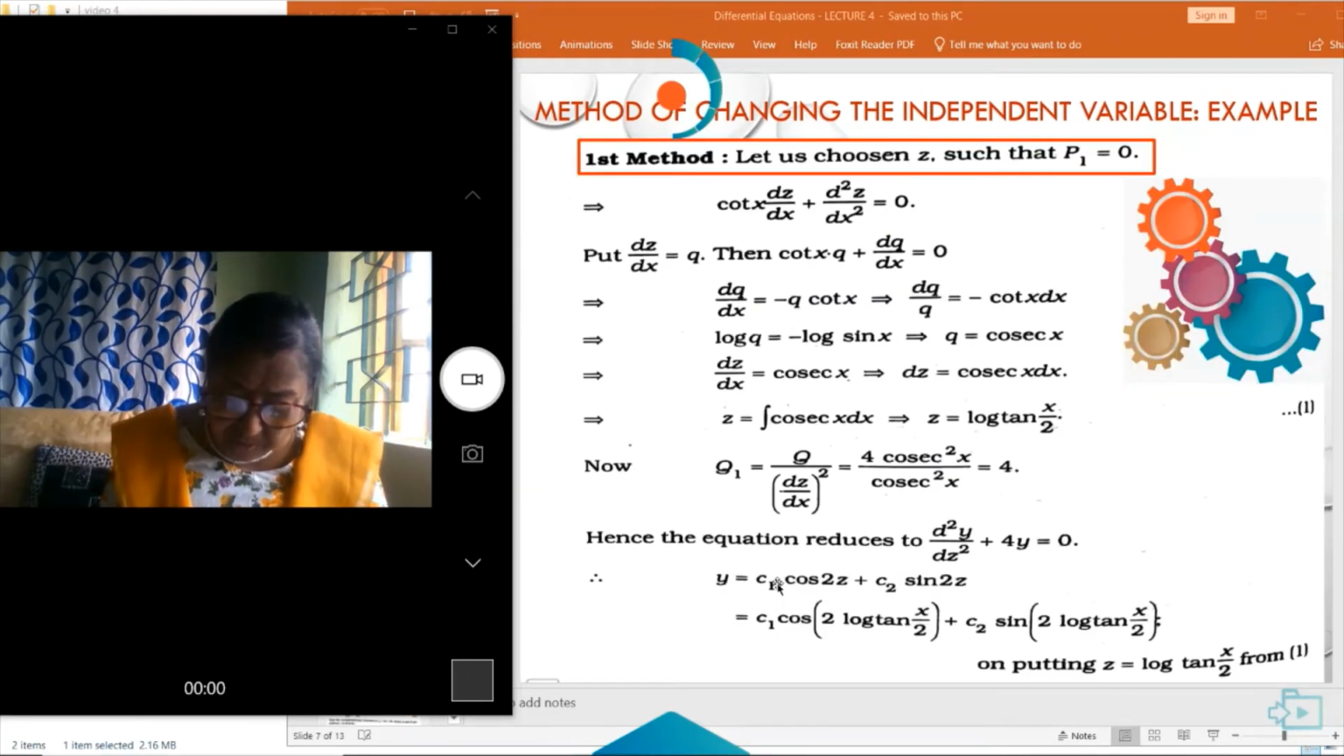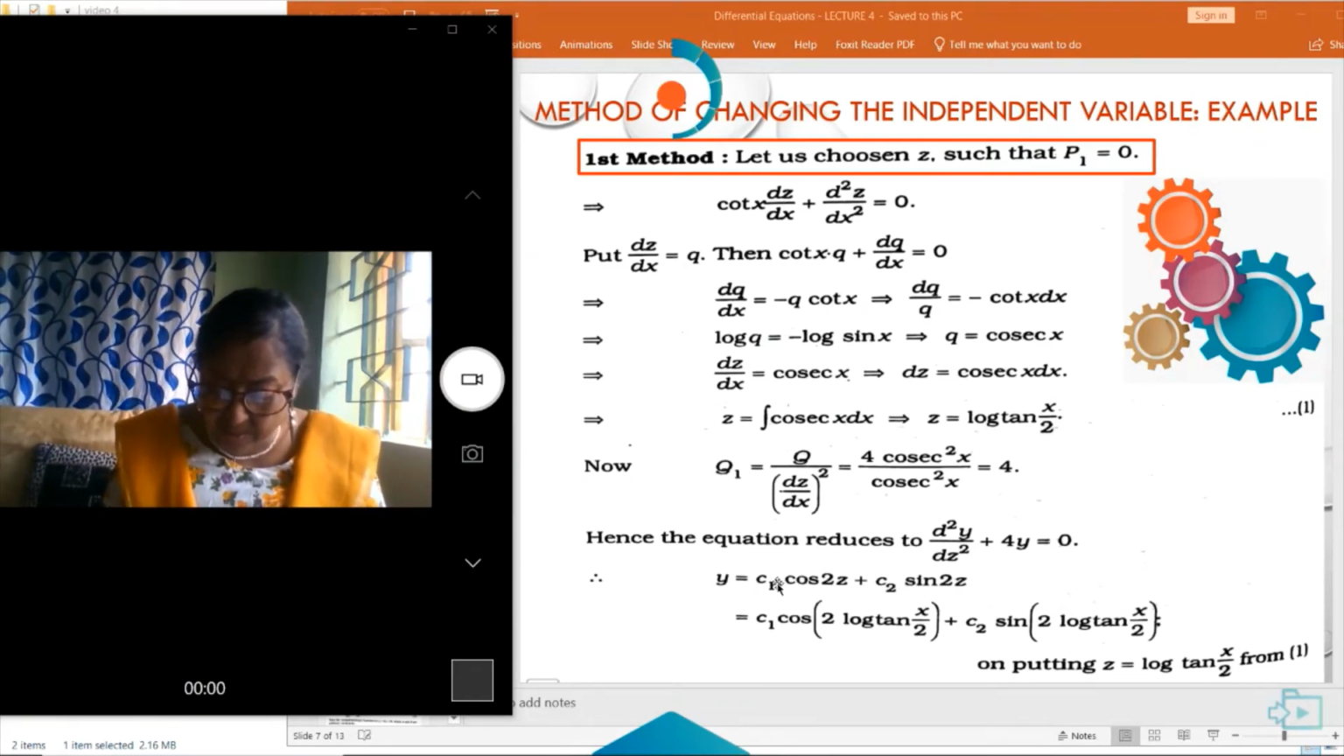Then cot x times q plus dq by dx is equal to 0. This gives us dq by dx is equal to minus q cot x. Then dq by q is equal to minus cot x dx, which on integration gives us q is equal to cosec x. Now dz by dx is equal to cosec x, which gives us dz is equal to cosec x into dx.